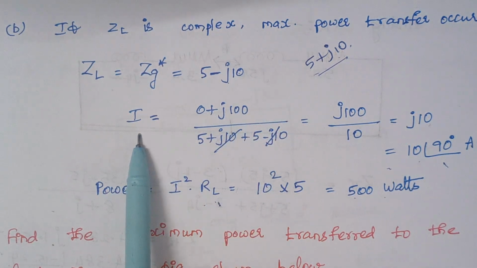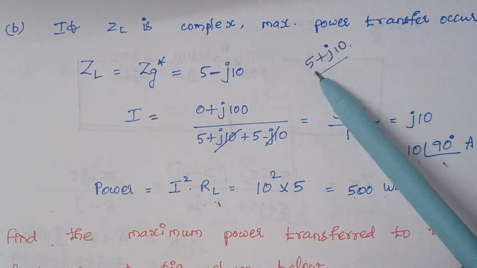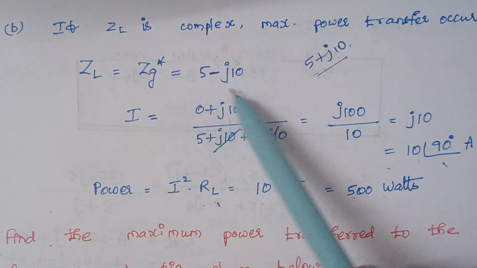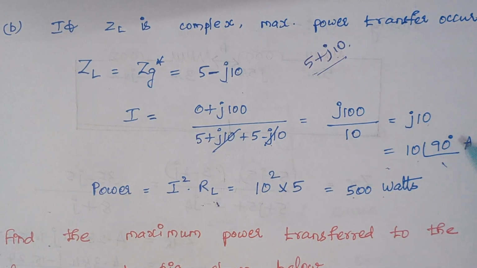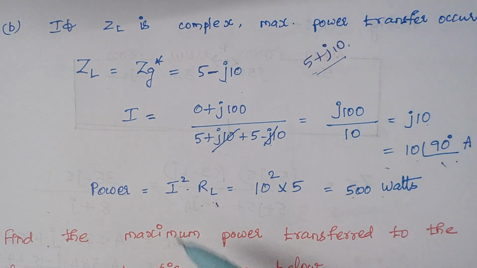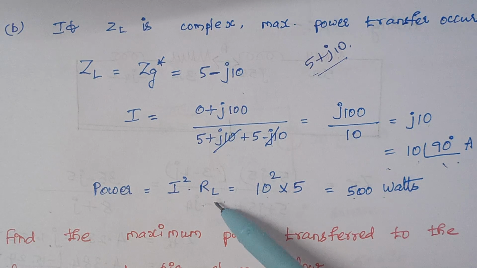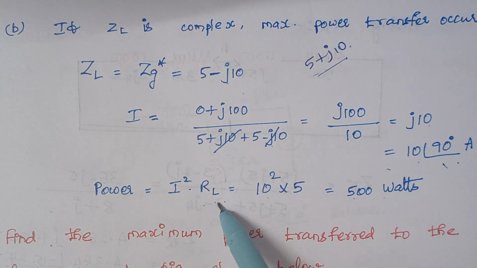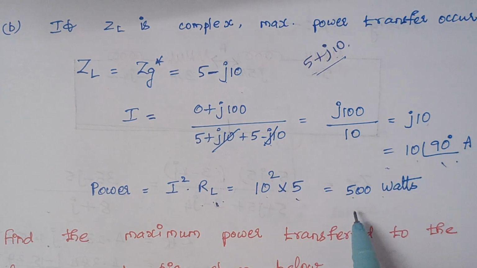Again the value of I is V by Z, where the source impedance is 5 plus j10 and the load impedance is 5 minus j10. Just write it over here, and once you solve, the answer is 10 with an angle of 90 degrees. Again when you calculate power, it is I squared RL. You know the value of I, and for RL we consider only the resistive part, so the value of R is 5 here. Just substitute it and finally the answer is 500 watts.